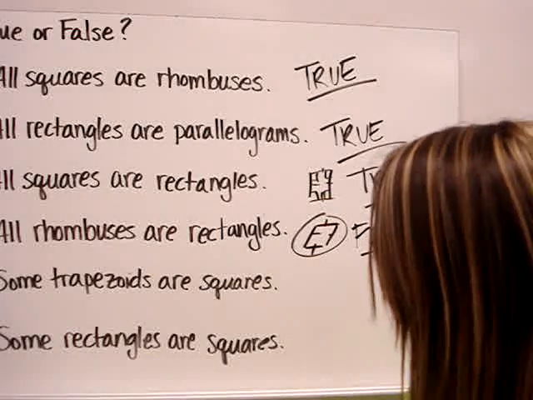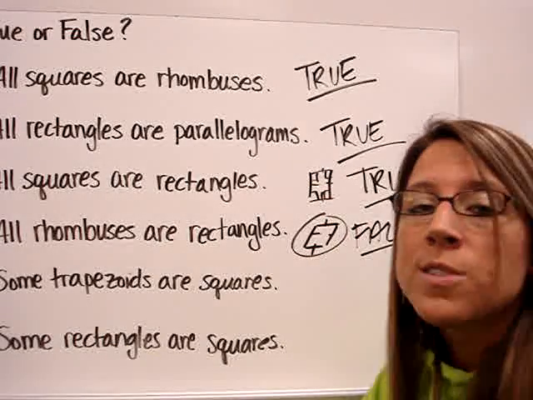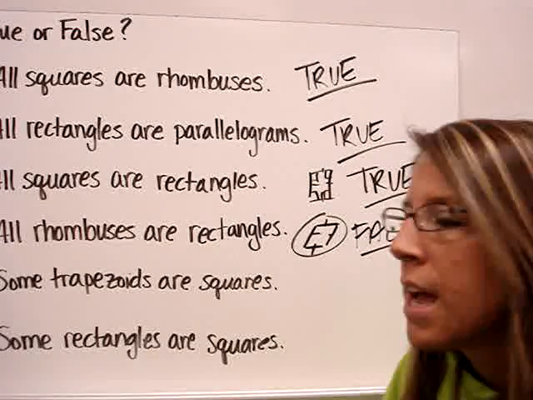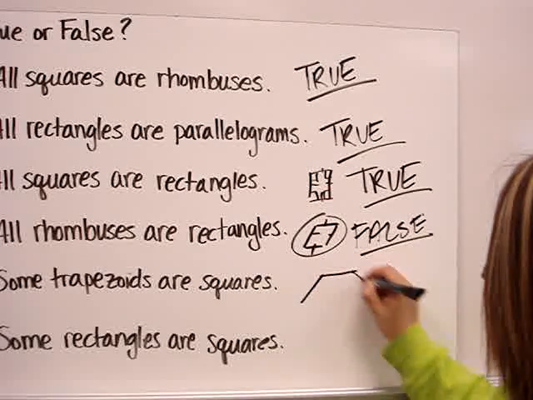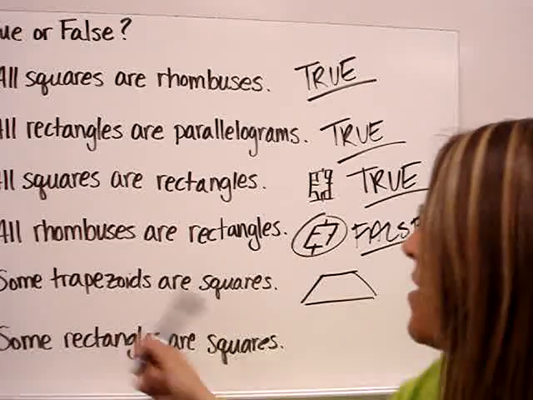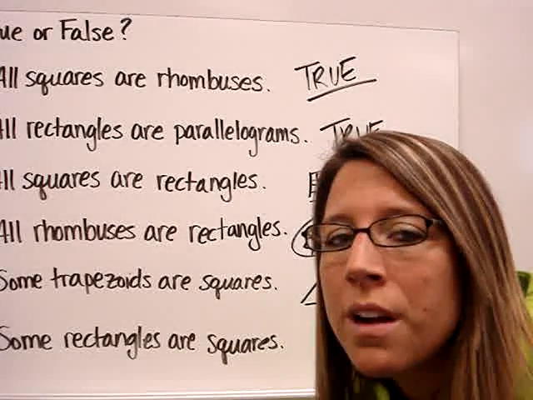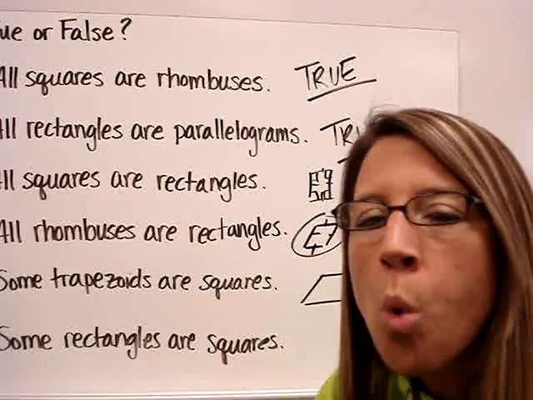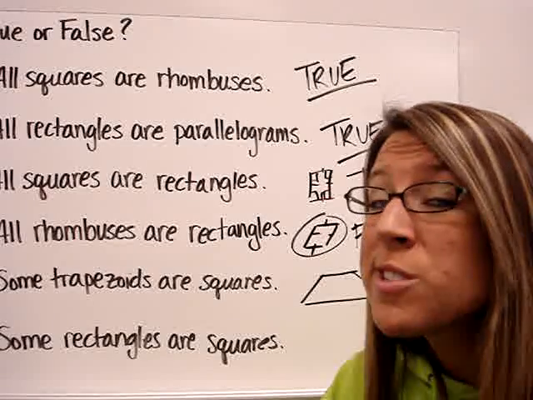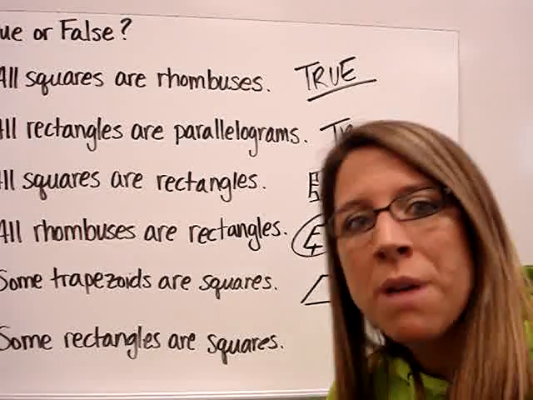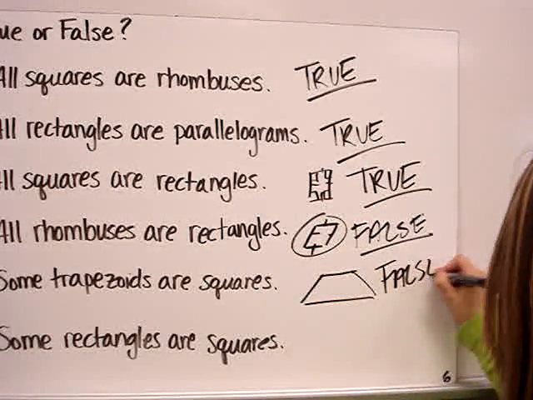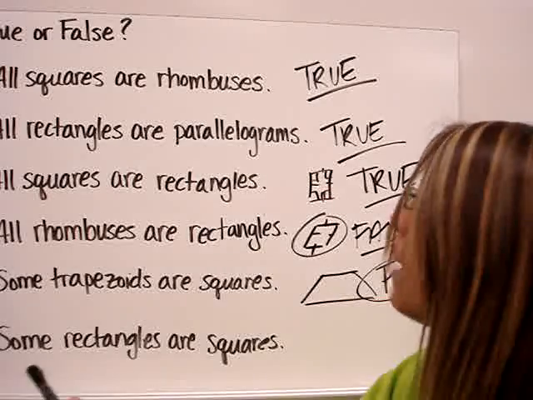How about this? Are some trapezoids squares? Well, all squares have to have 4 right angles. And I'm pretty sure I drew a trapezoid in which there were not right angles. But what about some? Could you draw a trapezoid that's a square? Well, a trapezoid has exactly 1 pair of parallel sides. Exactly 1. Every square will have 2 pairs of parallel sides. So no, this is false. This is never going to be true. Ever? And how about this?